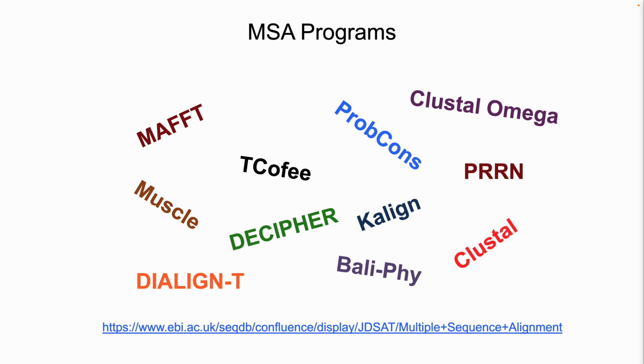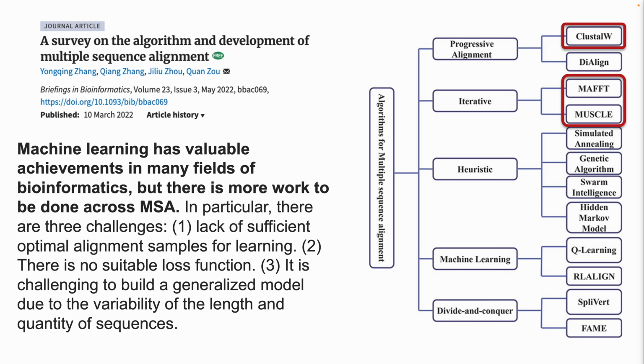There are lots of multiple sequence alignment programs. I'm giving you a link to the European Bioinformatics page where they keep a catalog of the most commonly used ones. This is a current paper, so back in Canvas I had the optional reading. This is the most recent review for multiple sequence alignment. It's interesting.